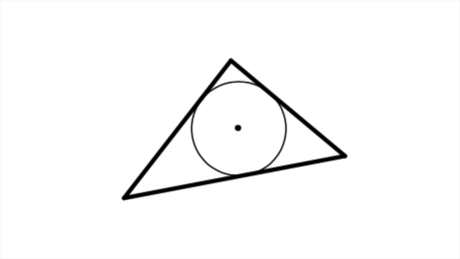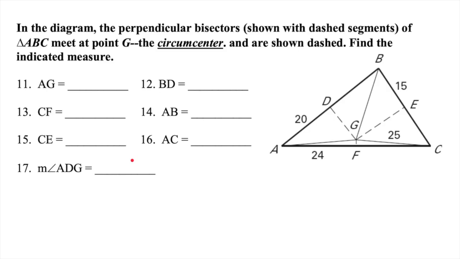Now, let's try some practice problems. Here's our first problem. We're given triangle ABC with the perpendicular bisectors DG, GE, and GF, and we have to find these indicated measures. Well, firstly, let's recall the properties of a perpendicular bisector. Perpendicular bisectors intersect at a circumcenter, which is equidistant from each of the vertices, in which the line segments would be BG, GA, and GC.